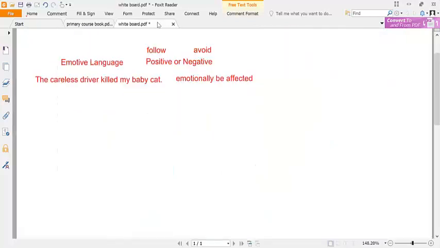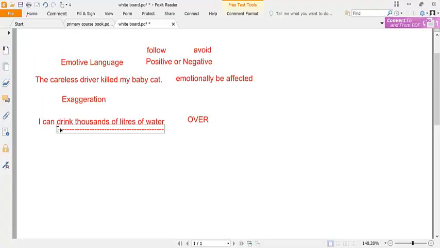Another example of exaggeration, like to say, I can drink thousands of liters of water. This is exaggeration, because you say something over. You are really thirsty but not to the degree that you will drink thousands of liters of water. You will only drink a little water and be full. Okay? You understand what I mean by exaggeration?